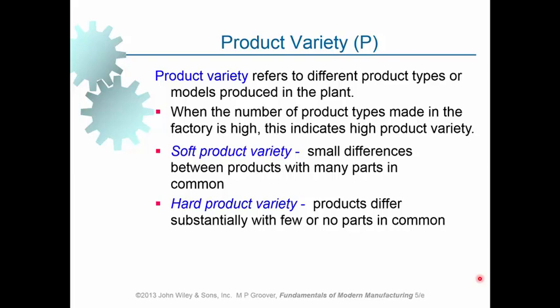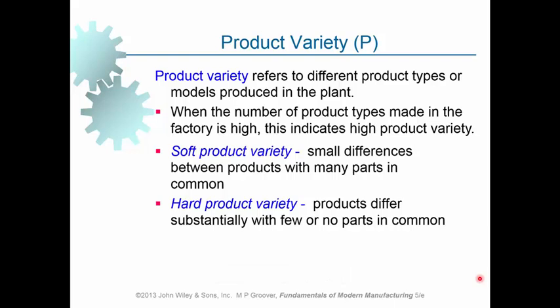However, in the case of hard product variety, products differ substantially, and there are few or even no parts that are in common. That is, we've got a company that is producing very different types of products, and maybe two products that are made in this company don't have even a single part in common. Well, this requires a high level of flexibility in the machine tools, in the production method, and in the skill level of the people who work for that company in order to make them.